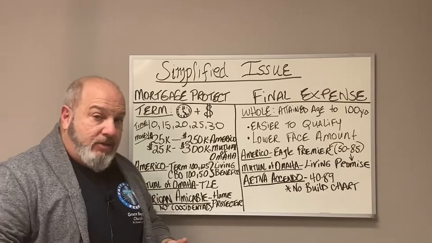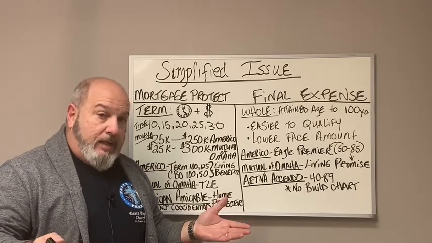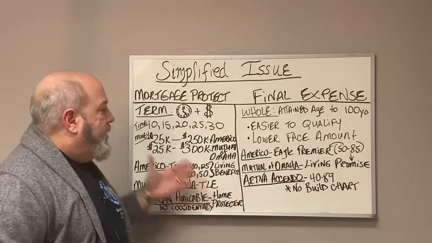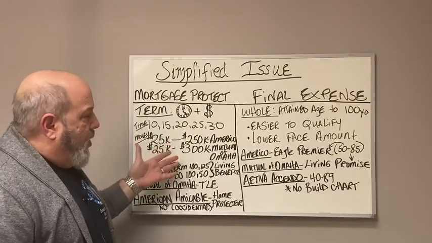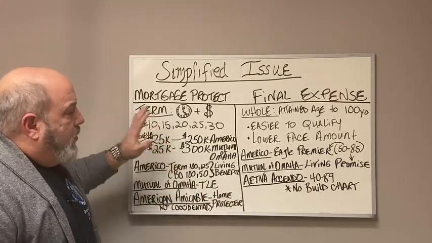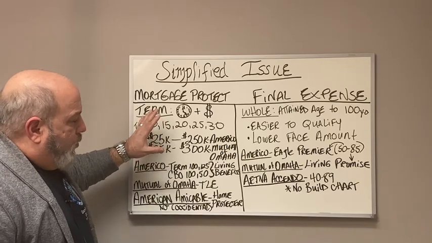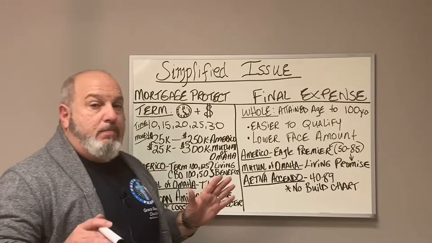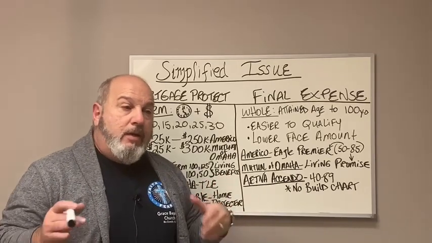If they've had cancer, especially within the last 10 years, even though it's treated and they're cancer-free, they're not going to qualify for term products. So you need to know what the qualifiers are. And if you're a new agent, the best news you could hear is call your upline.